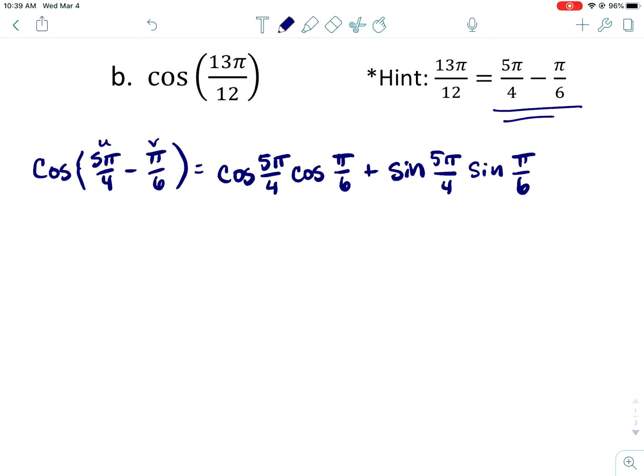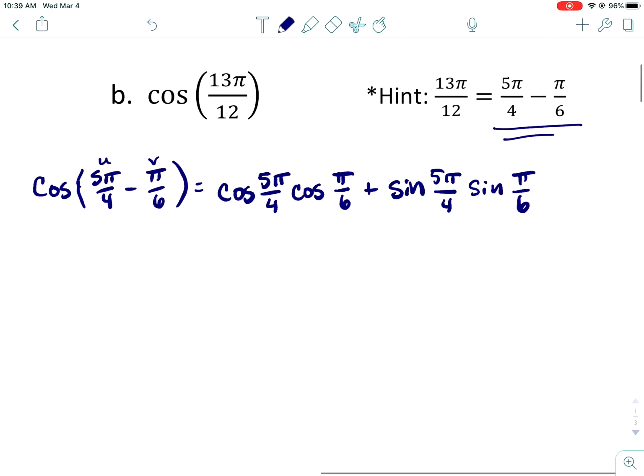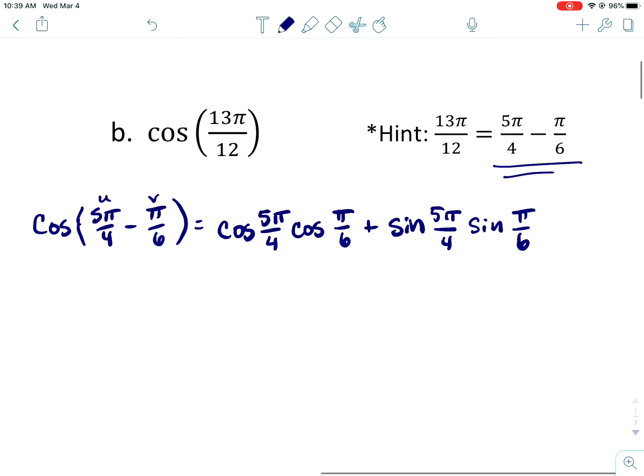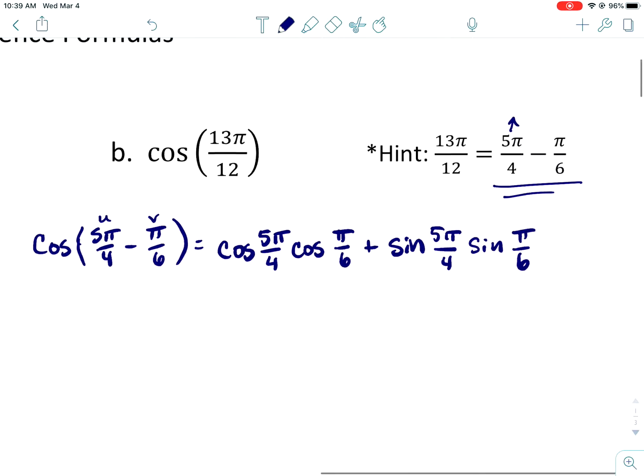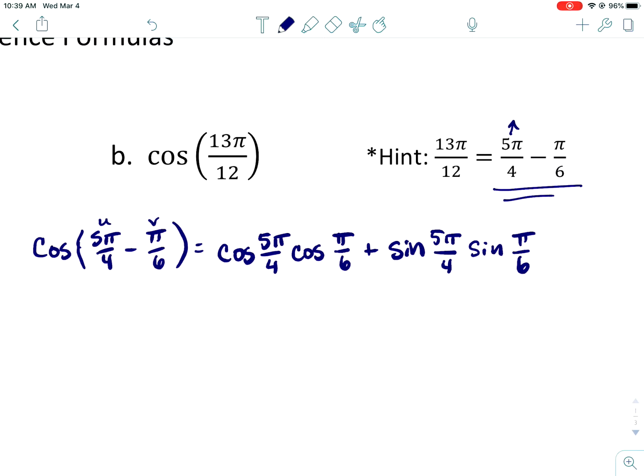All right, now 5 pi over 4 is not one of our fingers, but we can use the pi over 4 finger to find the sine and cosine of it. But we need to know what quadrant 5 pi over 4 is in, because it could be positive or negative. So what quadrant is 5 pi over 4 in? 3.